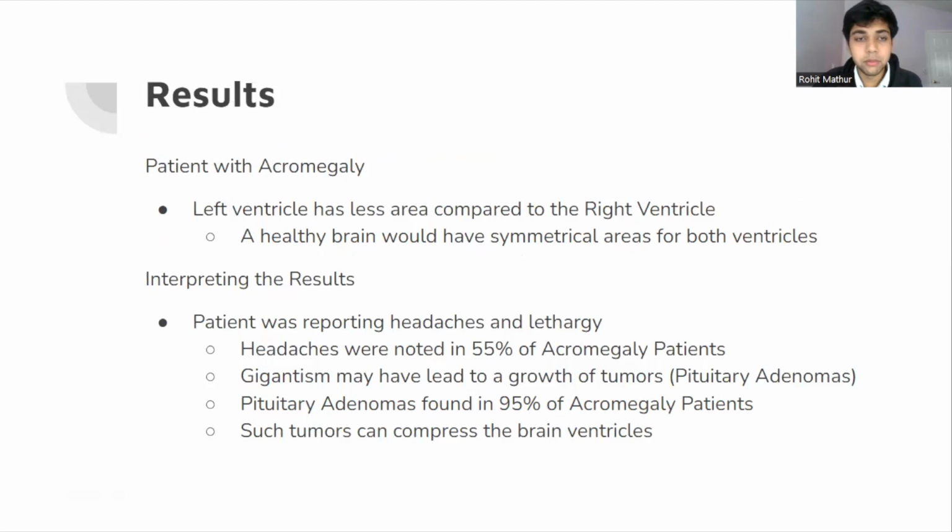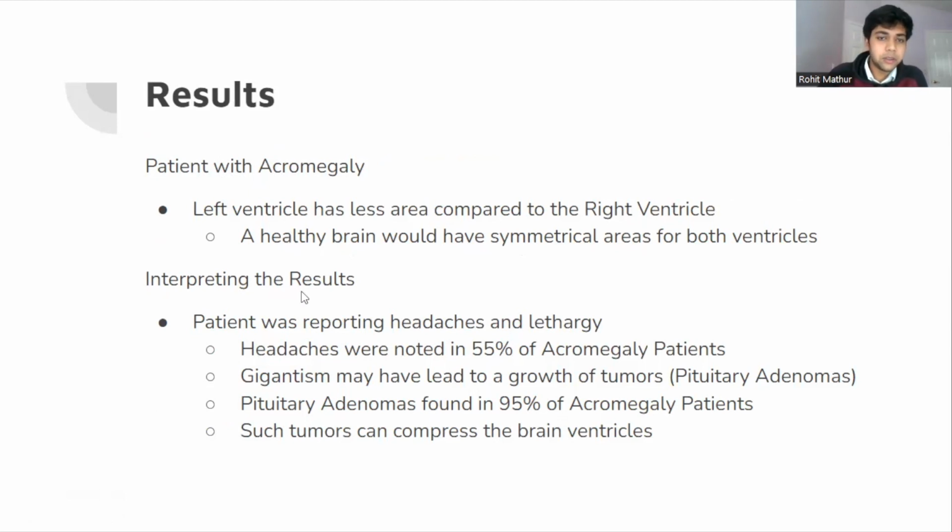Now here's my results, and this is fairly important because it summarizes whatever I've been talking about. Essentially, in the patient with acromegaly, the left ventricle had less area compared to the right ventricle. And this is really important because a healthy brain would have symmetrical areas for both ventricles. So this was definitely a little shocking.